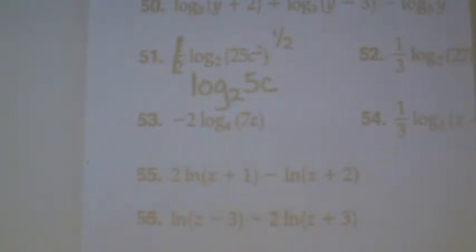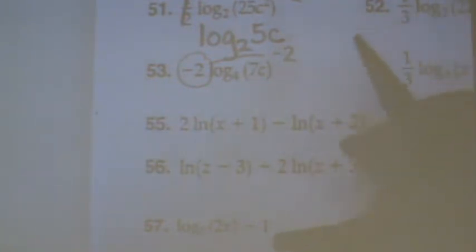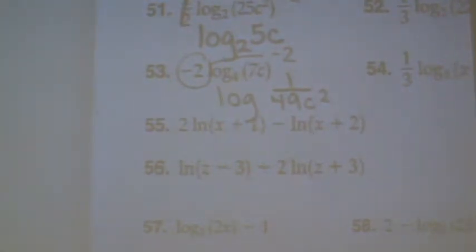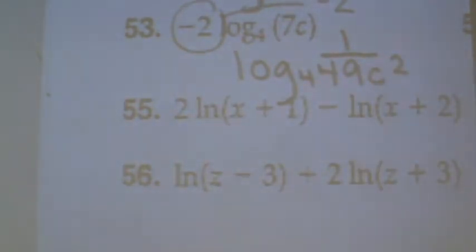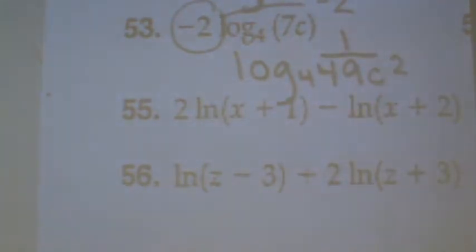How about 53? What does that -2 mean? This is going to be to the -2 power. What does that mean, -2 power? 1 over 9 squared. 49c squared. Does that make sense? Yep. 49c squared, and it's base 4. So it'd be the log, this -2 is a power, and you're going to bring the whole thing down, squaring both of them.